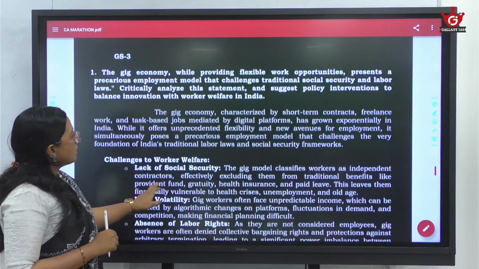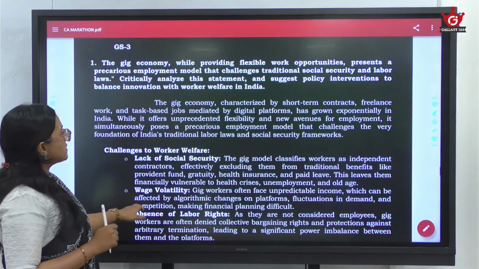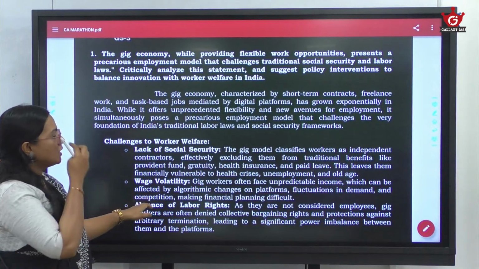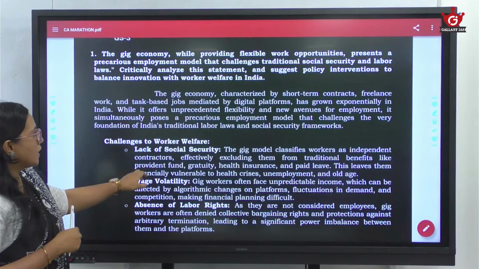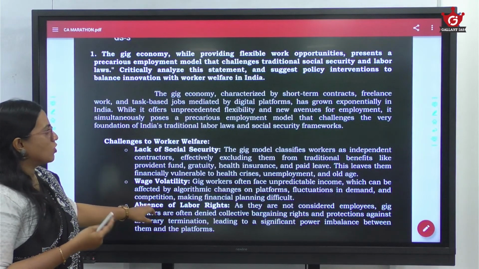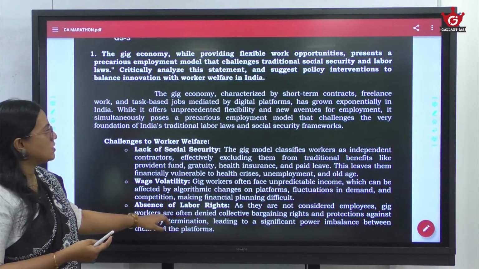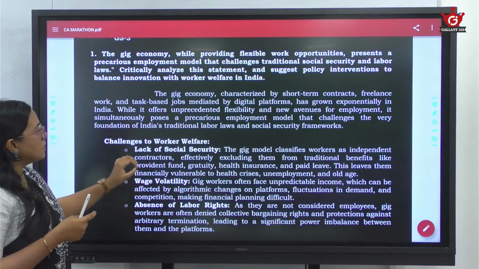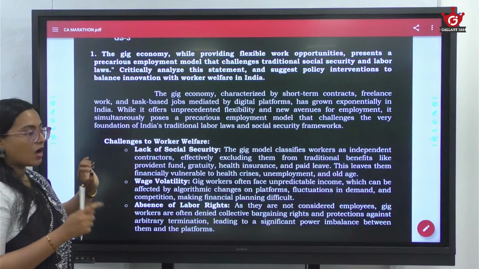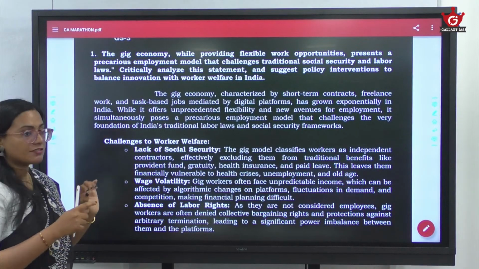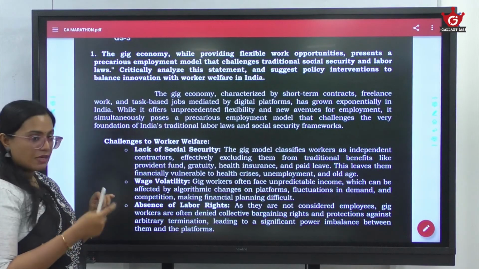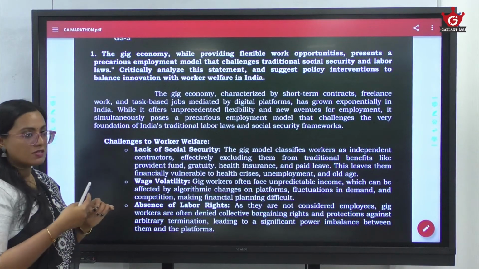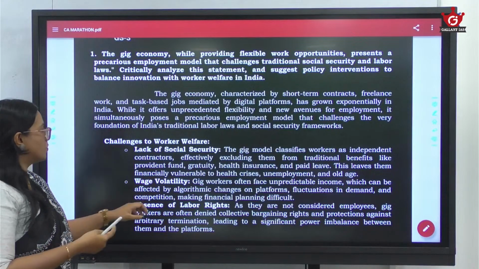Gig economy, while providing flexible work opportunities, presents a precarious employment model that challenges the traditional social security and labor laws. Critically analyze the statement and suggest policy interventions to balance innovation and worker welfare in India. So it talks about the challenges, how this gig economy is challenging the traditional social security and labor laws in the country, and what policy interventions are required to improve this.